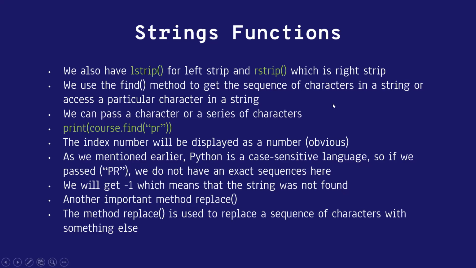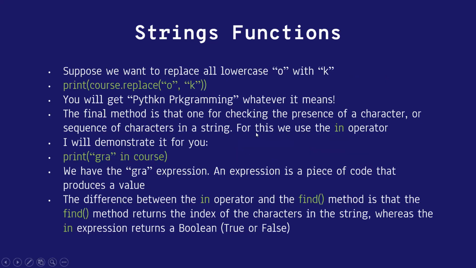Now, when we find a string which doesn't exist, for example, PR in capital letters, we do not have that exact sequence. So we get -1, which means that the string was not found. Another important method is replace. The method replace is used to replace a sequence of characters with something else, and we'll see an example.